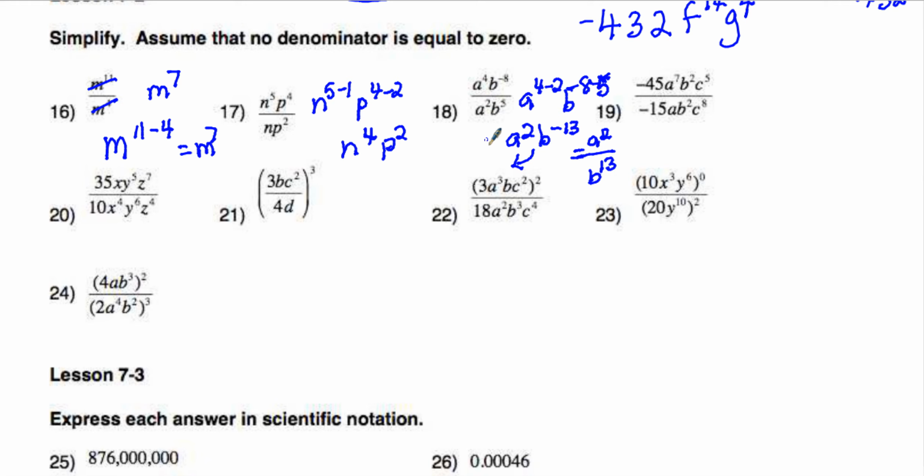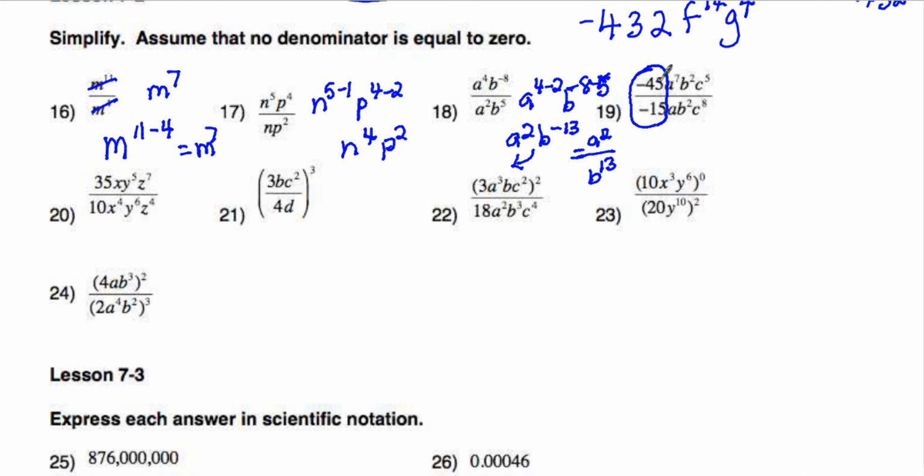Look at your a's. Who's got more, top or bottom? Top by 2. That gives us a squared. Who's got more, top or bottom? Bottom 5 by how many? By 13. So 5 is 13 more than negative 8. Okay, 19. Remember, do not do your rules on your coefficients.